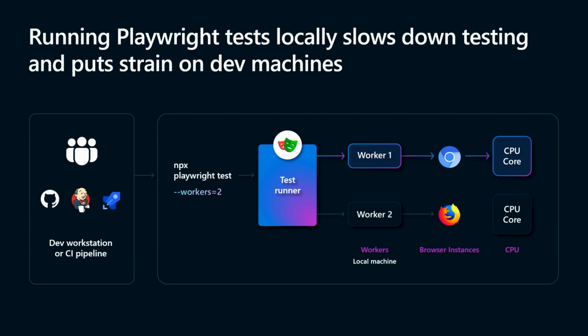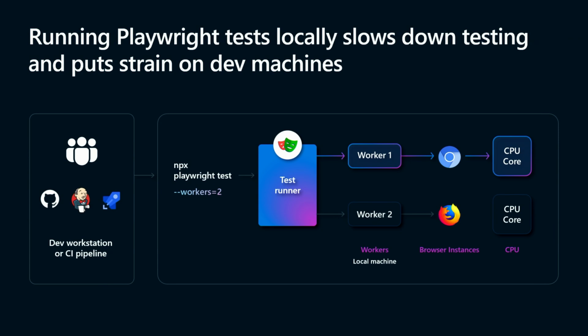When the npx playwright test command is triggered from the client machine or a dev workspace, the Playwright test runner spins up a number of workers. These workers are lightweight processes, and each worker connects to a browser, which consumes a CPU core. You can see the bottleneck here.